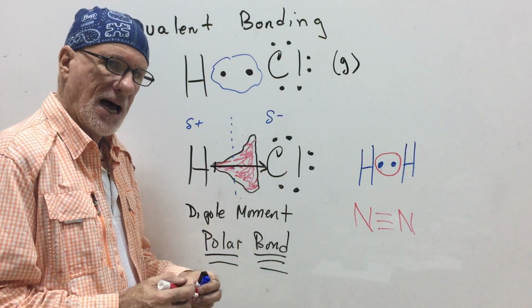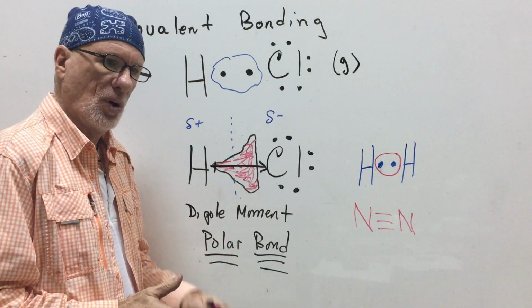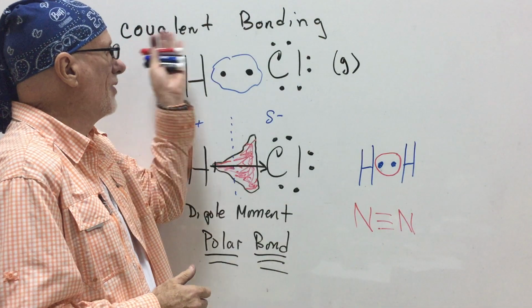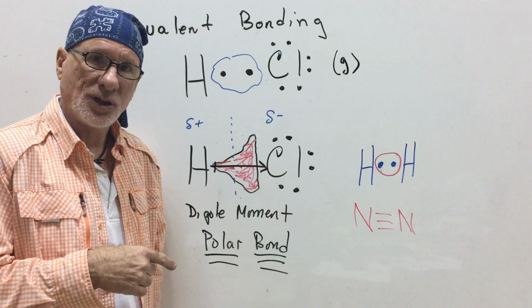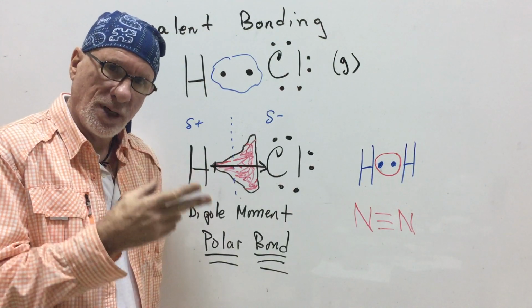You have to know what a dipole moment is. You have to know what a polar bond is. Remember, covalent bonding is a sharing of the electrons between two elements.